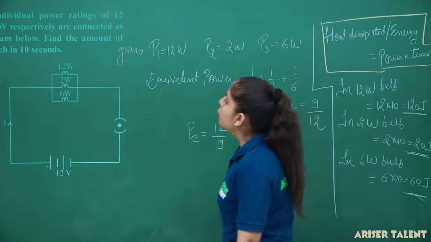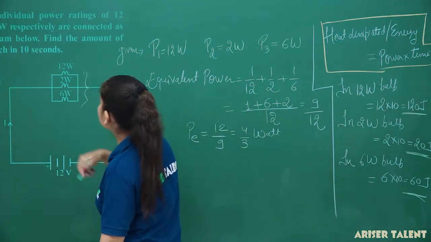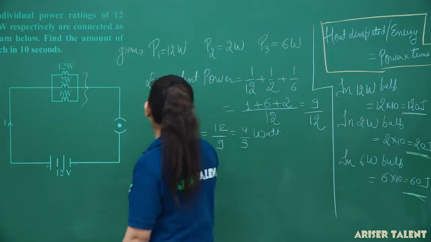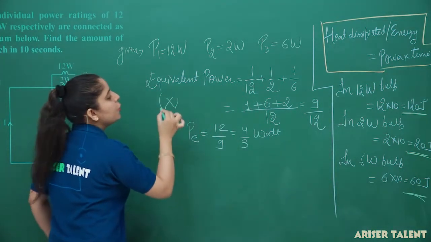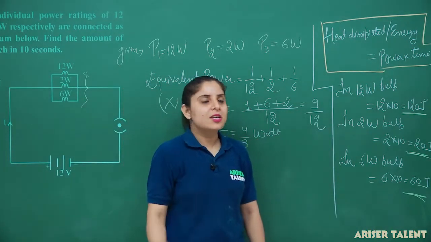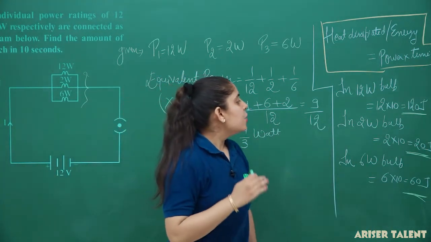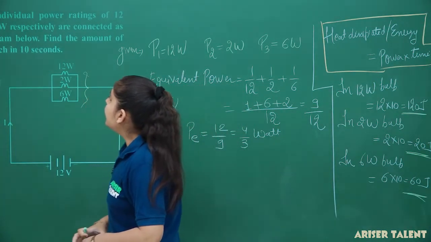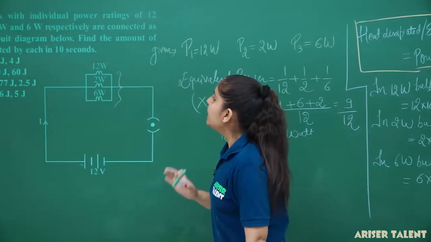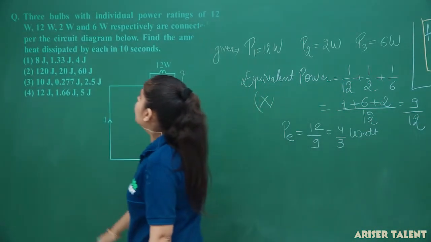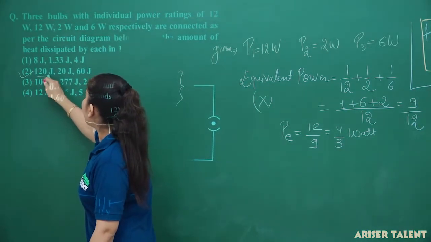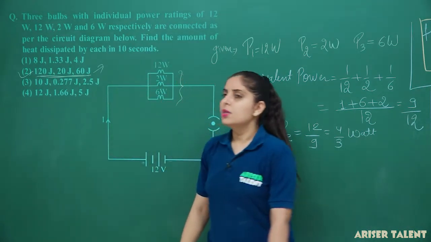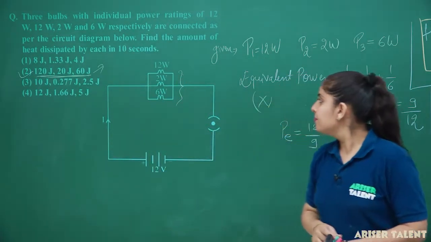Now you can see that you do not need to determine the equivalent resistance of the system because we have only asked for the dissipation of energy in 10 seconds. So just don't do this part here. You can only do this part here for solving such kind of problem. So the correct answer is 120 joule, 20 joule and 60 joule. So let us check the options here, 8, 1.33 and 4, 120, 20 and 60. So this is the correct answer we are getting here. This is the dissipation of heat in the three bulbs. So just copy this solution from here.